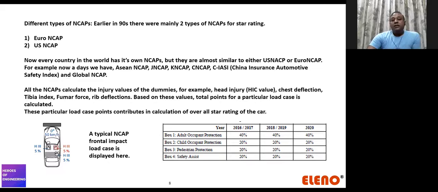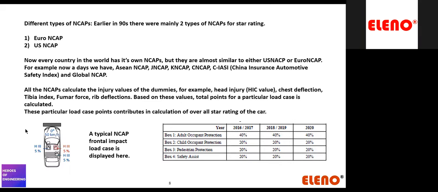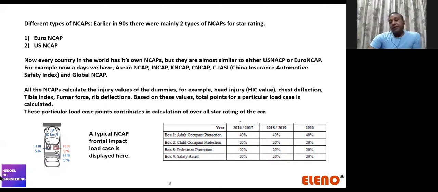So here you can see that, as I told, most research comes out from the US NCAP and the Euro NCAP. But other NCAPs are also there, like Asian NCAP, Japanese NCAP, Korean NCAP, KNCAP is Korean NCAP, CNCAP is China NCAP. CIASI is the China Insurance Automotive Safety Index. That is also one NCAP. Not NCAP, actually, this is just for the insurance company. Yeah, so this is like IIHS equivalent, right? Yeah, absolutely. And the last one, Global NCAP.